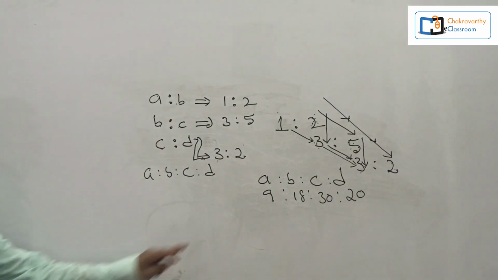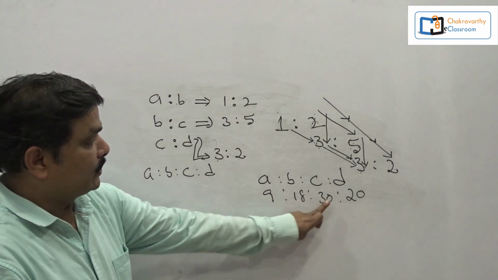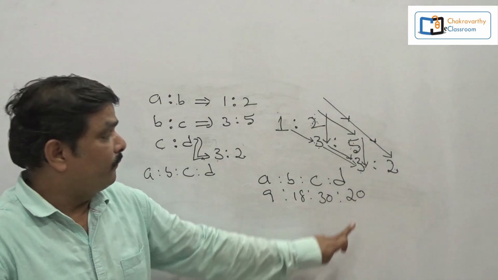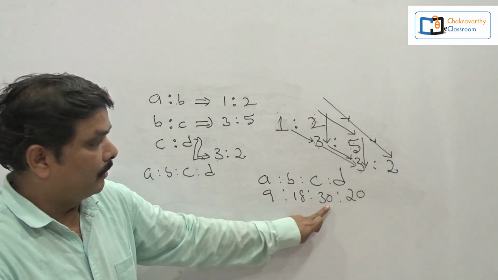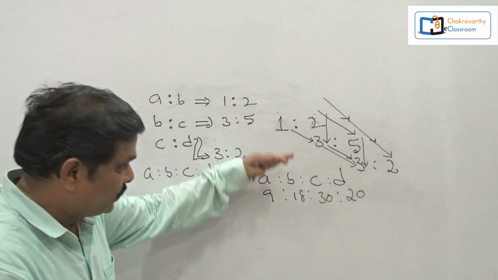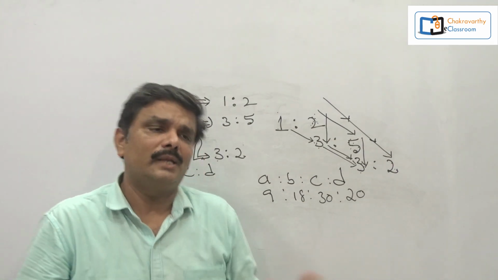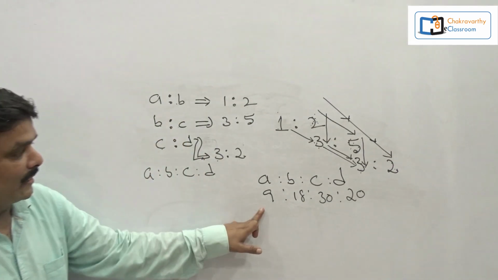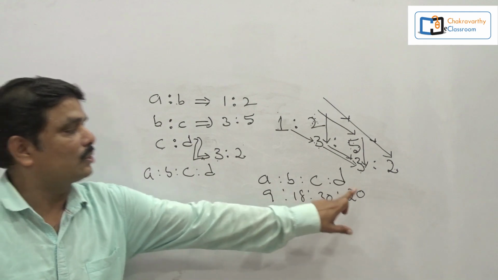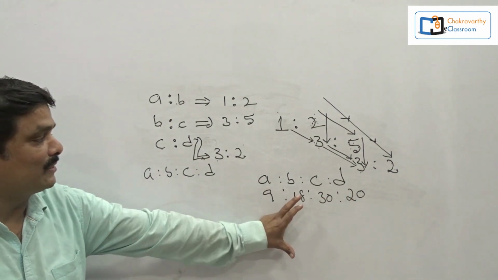Now here the ratio is 9 is to 18 is to 30 is to 20. If you want to bring this one to the shortest form, you can go for the simplification if it is possible, or else you can leave this one. The ratio is 9 is to 18 is to 30 is to 20. I hope you understood this one.